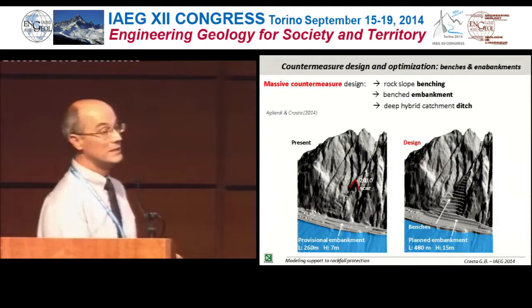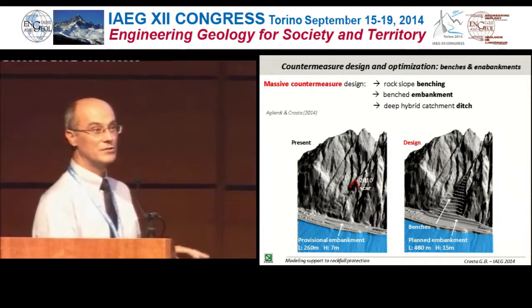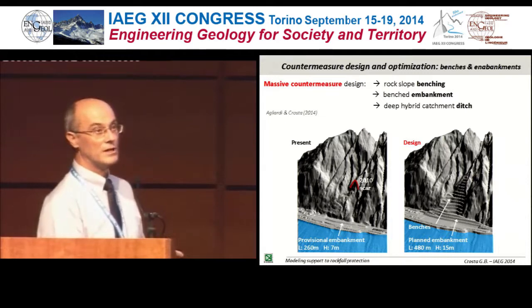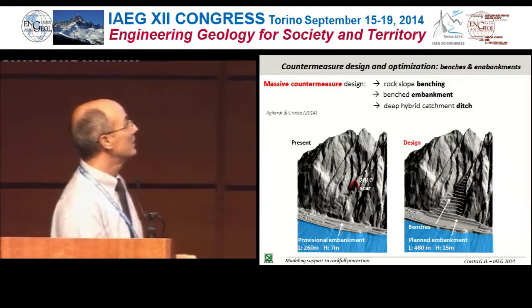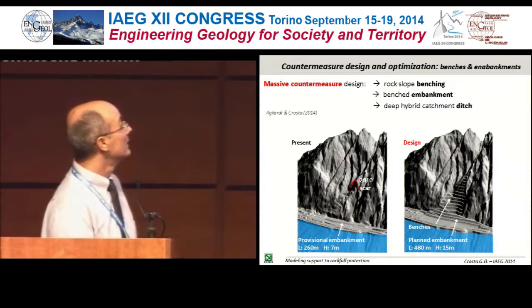Another example of changing topography, introducing difference in topography for design of countermeasure. In this case is the actual condition along the slope, and this one is the design of the new slope with a benched slope and a catch ditch here, and a benched embankment and the final defended area. We are just along the lake here, in the Lake of Como.